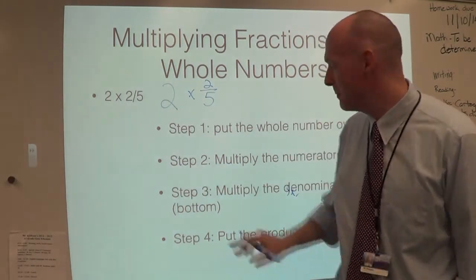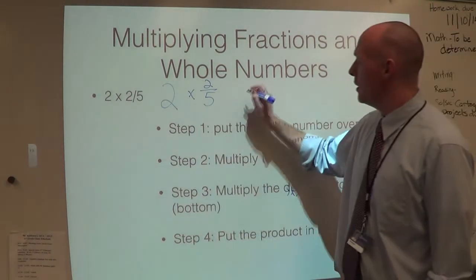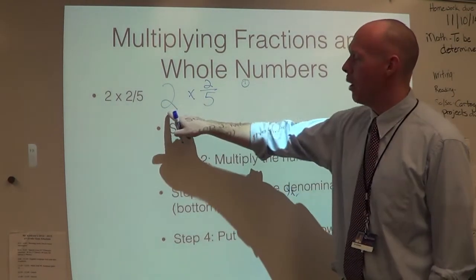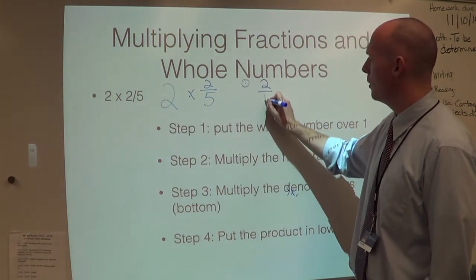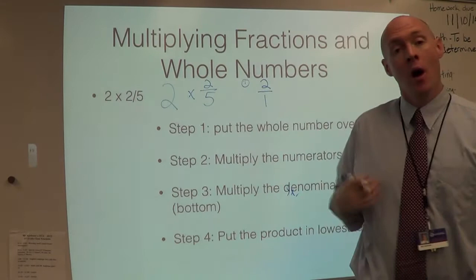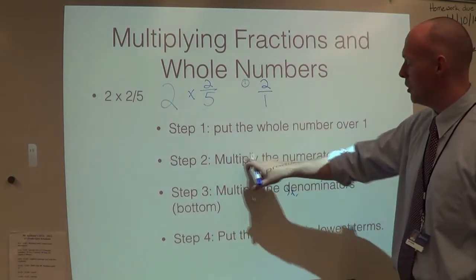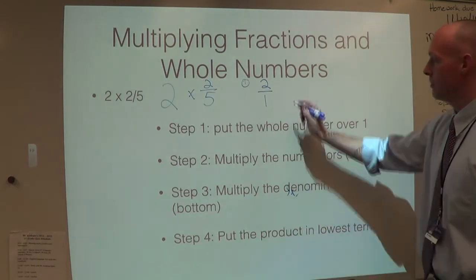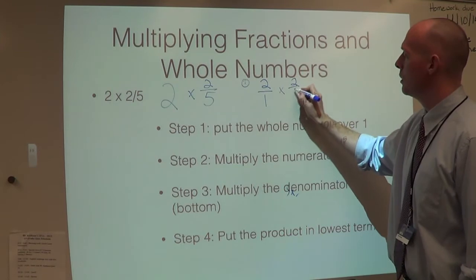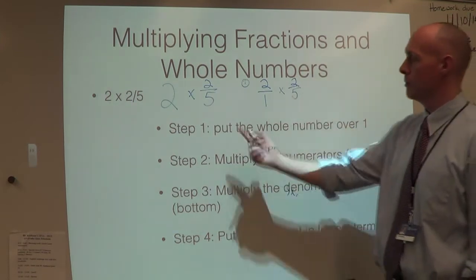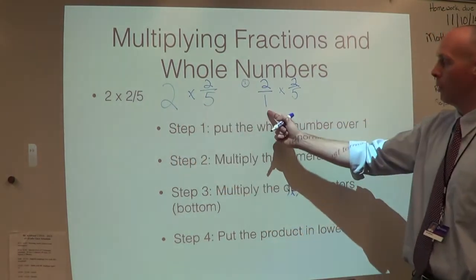Let's look at step number 1. Step 1, put the whole number over 1. So, my whole number is 2, so I'm going to say 2 over 1. Still, it just means 2. Step 2, multiply the numerators. So 2 over 1 times 2/5. Perfect. Same exact problem with the whole number over 1.